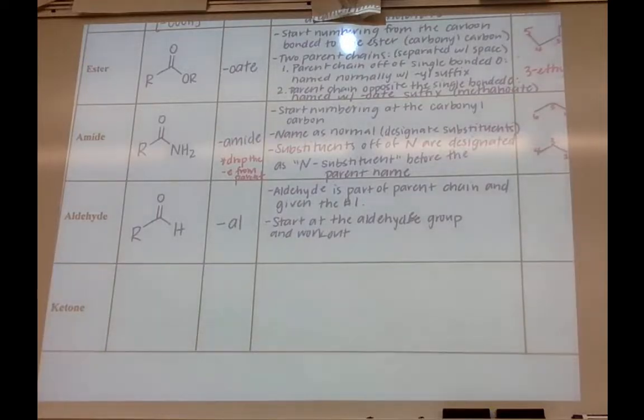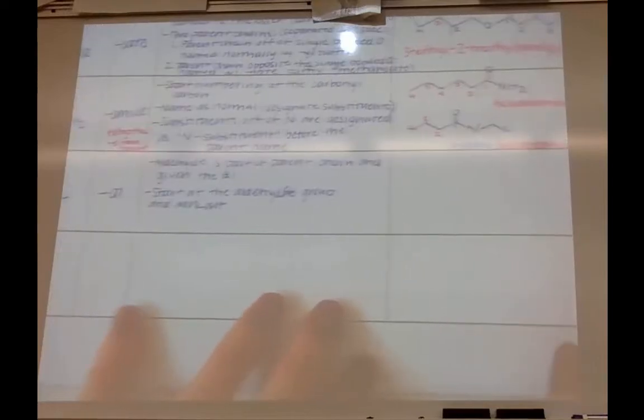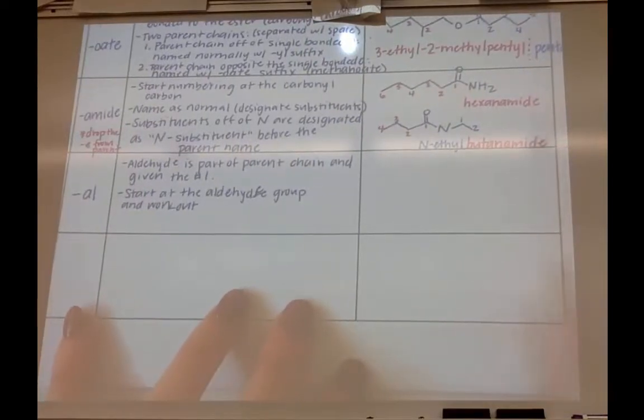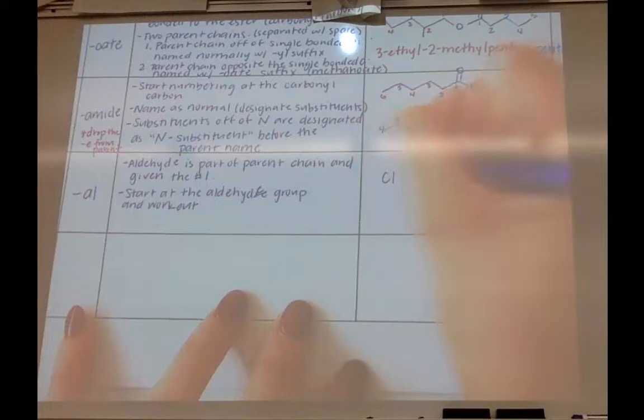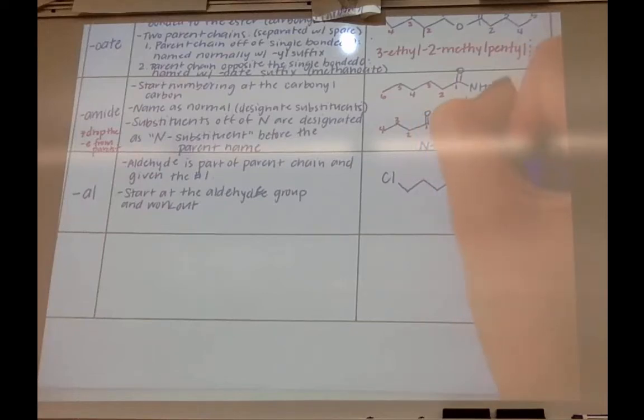Same thing. It's just the E that gets replaced. A lot of these you're just replacing the E. So instead of butane, butanal. So an example, I'm going to scoot this over so you can still see the rules. Let's look at this example. We'll do Cl. And then do this.